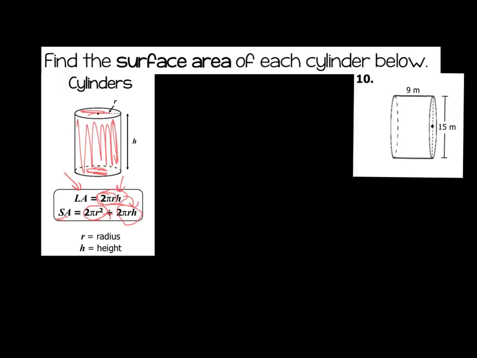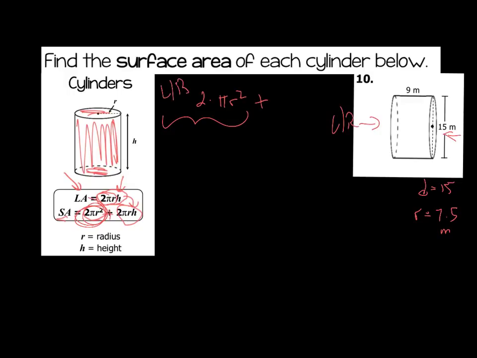Okay, again, let's put this into action. Here's what I notice: the circles are on the left and the right, and the diameter is equal to 15. First thing I want to do is get the radius, which is half of the diameter. So 7.5 meters is the radius. Let's get the area of the 2 circles. That's going to be 2 times pi r squared. This is the left and the right, the area of the left and the right of this cylinder.